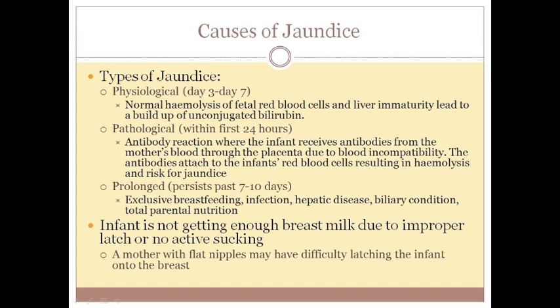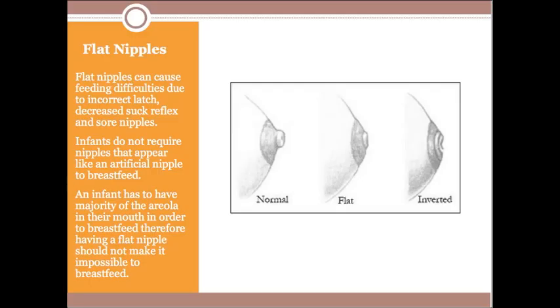Another cause of jaundice can be the infant not getting enough breast milk due to improper latch or no active sucking. A mother with flat nipples may have difficulty latching the infant onto the breast. Here is a picture of an inverted and flat nipple compared to a normal nipple. As you can see in this picture, a flat nipple does not look as pointy and erected as a normal nipple. Flat nipples can cause feeding difficulties due to incorrect latch, decreased suck reflex, and sore nipples.